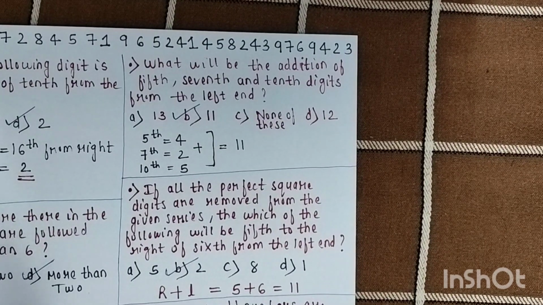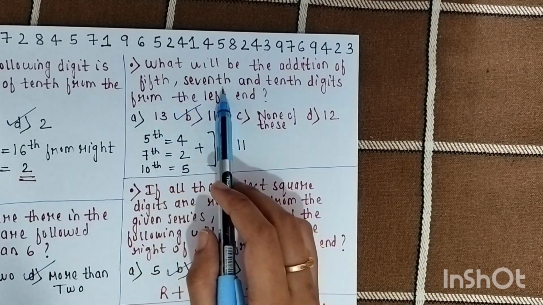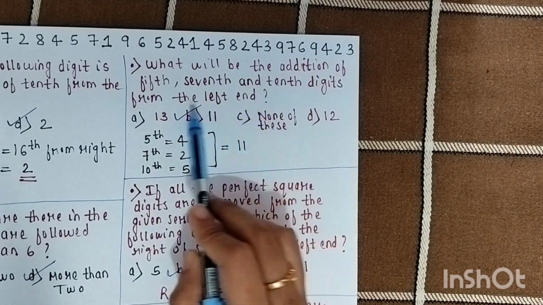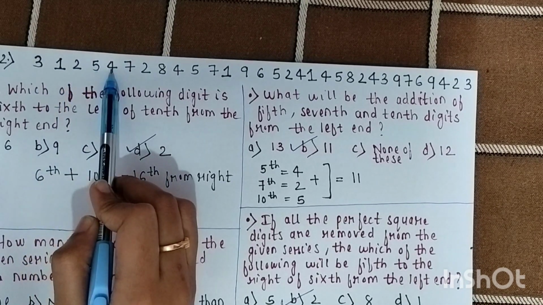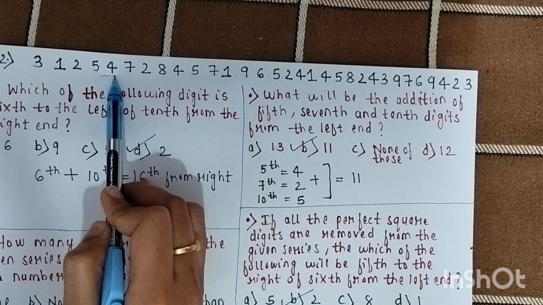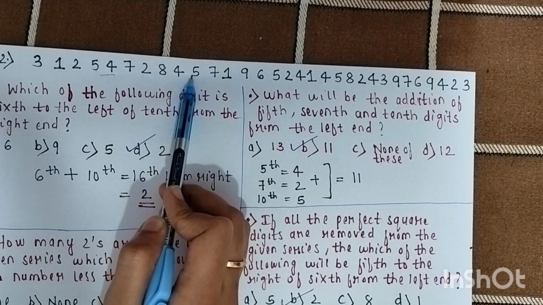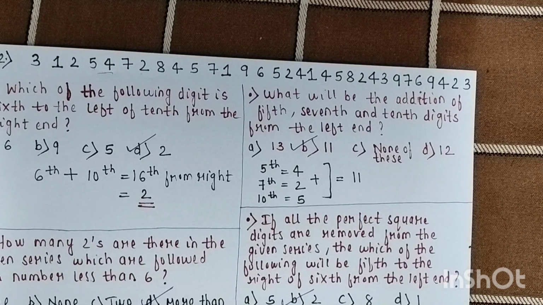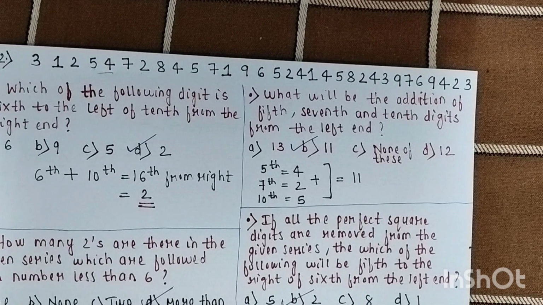Next question, what will be the addition of fifth, 7th and 10th digits from the left end? So from the left end we need fifth. 1, 2, 3, 4, 5, 4. So at fifth position 4 is there. Then at 7th you have 2. And at 10th you have 5. So you need to add. Correct. So 4 plus 2 plus 5 will give you 11. So B is the correct option. Next.